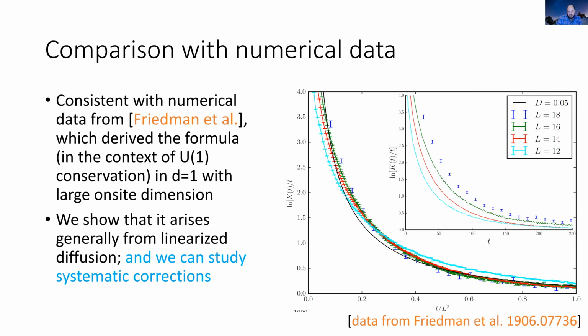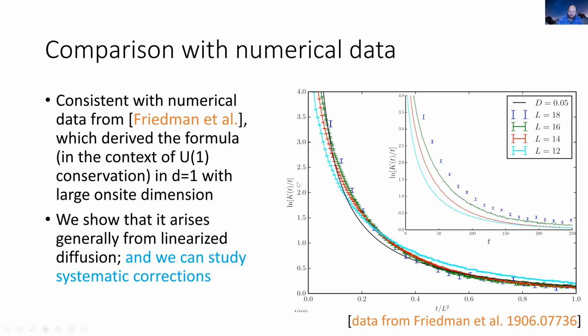And some other people actually looked at numerics, for some other spin chain, this time with a U(1) symmetry instead of energy conservation. And what they showed in their numerics is that this expected formula that I wrote before, for the case of one dimension, which is where they could look at it, describes the data reasonably well. So they actually exhibit data collapse as a function of t over L squared. That's like the diffusive scaling. And here I'm plotting the log of the spectral form factor.